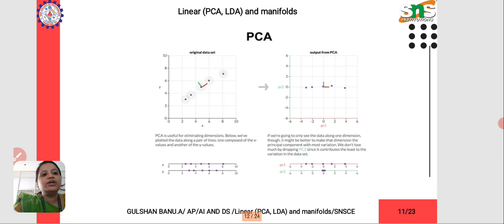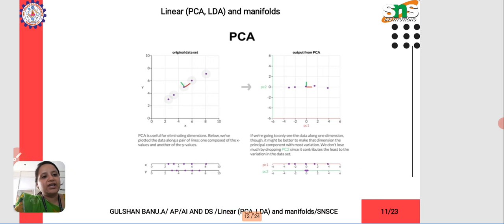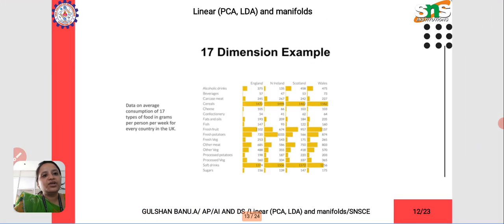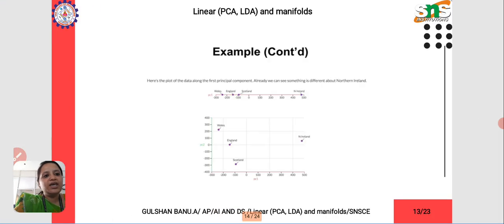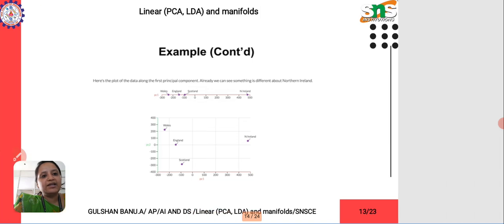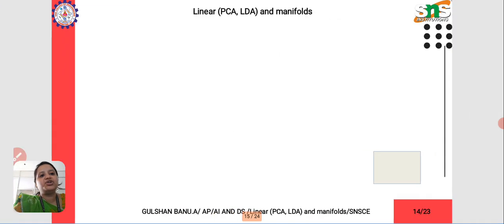That is, if you are only going to see the data along one dimension, it might be better to make the dimension the principal component with the most variance. We don't lose as much by dropping PC2, since it contributes the least to the variation in the data set. Okay, now this is an example of how it is being executed. Here are some examples of how the data has been plotted in an efficient way.